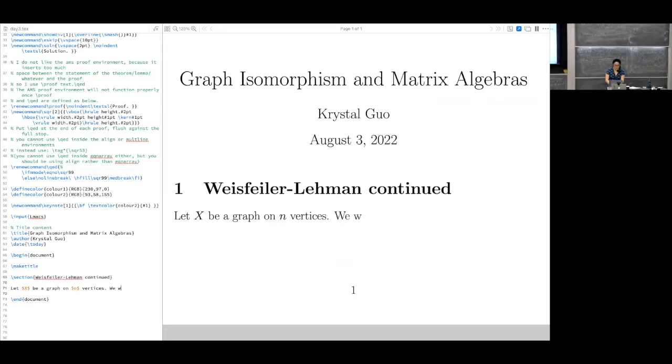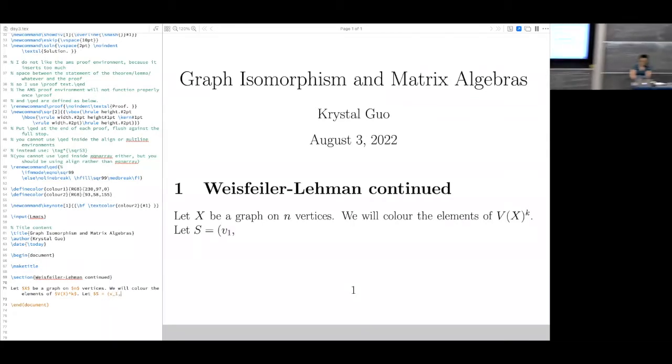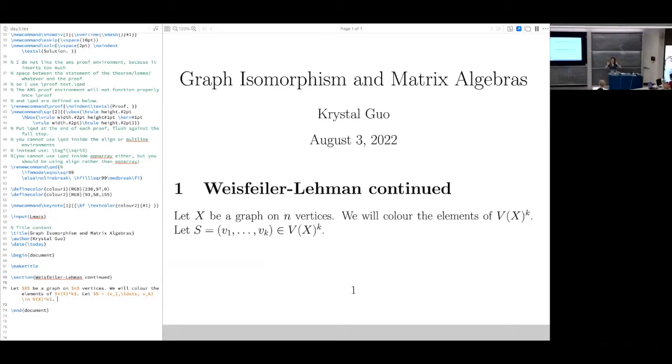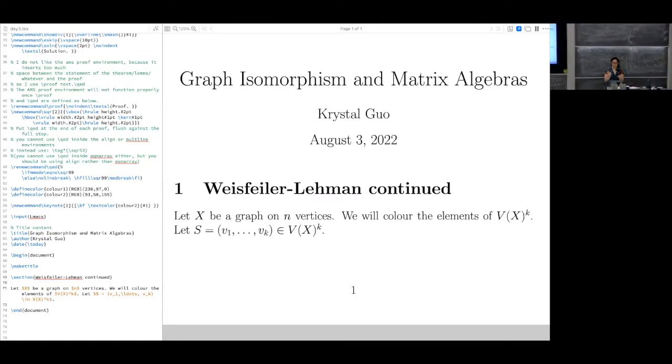So we will color the k-tuples, the elements of V(X)^k. So these are going to be all k-tuples of vertices. Then let S be some k-tuple, (v1, up to vk), in V(X)^k. This is one of the things that we want to color. Remember in our heuristic definition of the algorithm, at the first step, we color with some isomorphism type. And then at each subsequent step, we will color your tuple with the colors of its neighbors. So now I better tell you what its neighbors are.